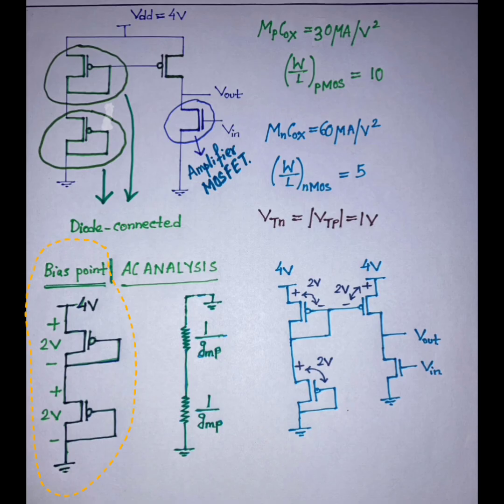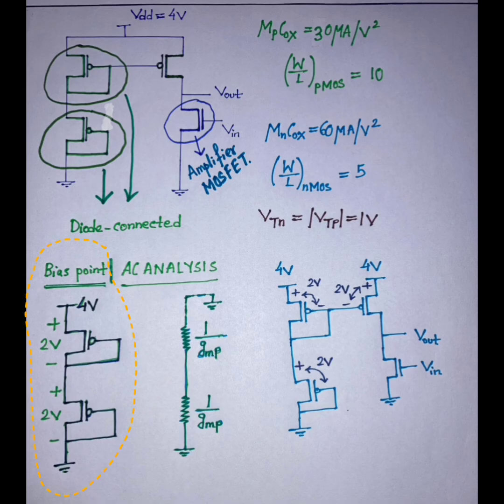Let's first focus on the bias point, and then we can go to the AC analysis. But anyhow we need the AC analysis, like in the question it is said that we need to find out the gain of the amplifier. But first let us see what a bias point is. If you see the left part where there are 2 diode connected PMOS, it is a voltage divider. So the voltage from source to gate in both of the transistors is 2 volt.